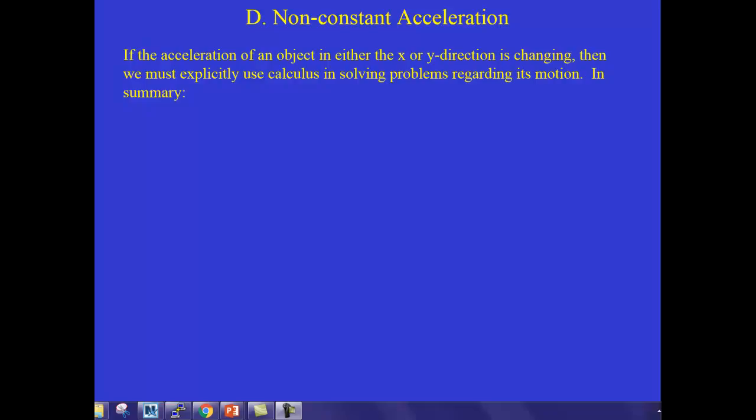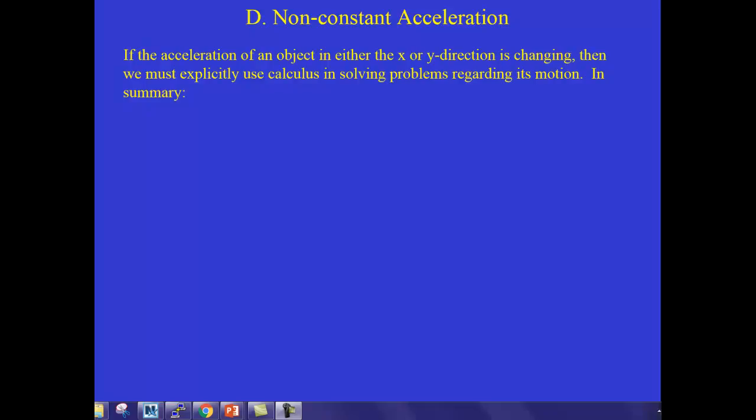Today I'd like to give a brief introduction to non-constant acceleration in 2 and 3 dimensions, and then finish with an introduction into acceleration in circular motion problems. So first, if the acceleration of an object that's moving in 2 or 3 dimensions is changing, if any one of its components is changing so that it's not constant in time, then we have to directly use calculus in solving problems about its motion.